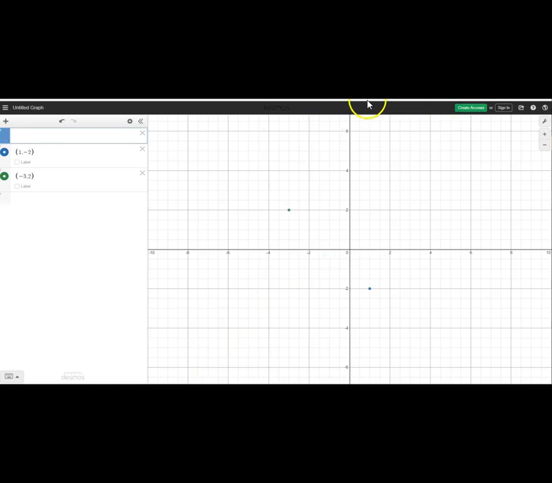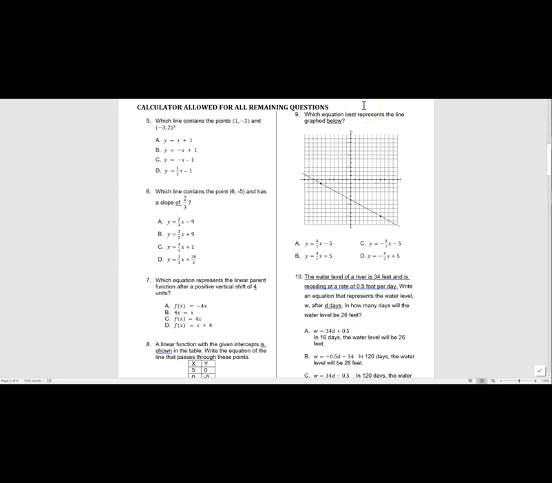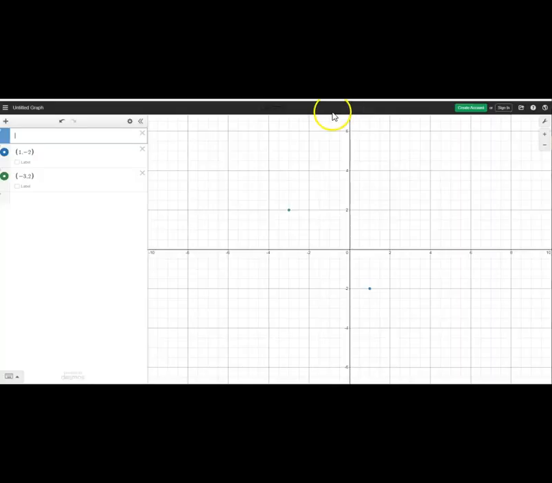And then I can try answer choice B, which is y equals negative x plus 1. And you can see that that line is not going through the 2 points. So it cannot be the correct answer.